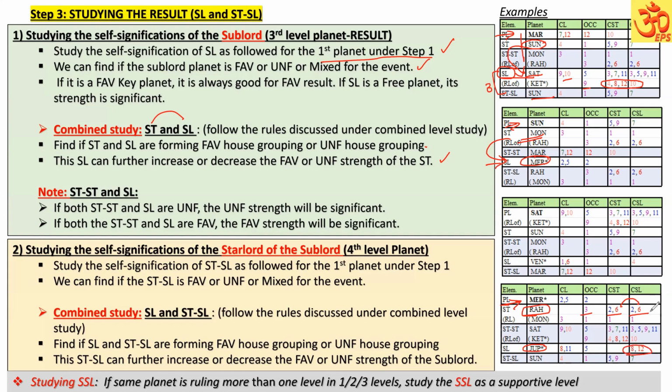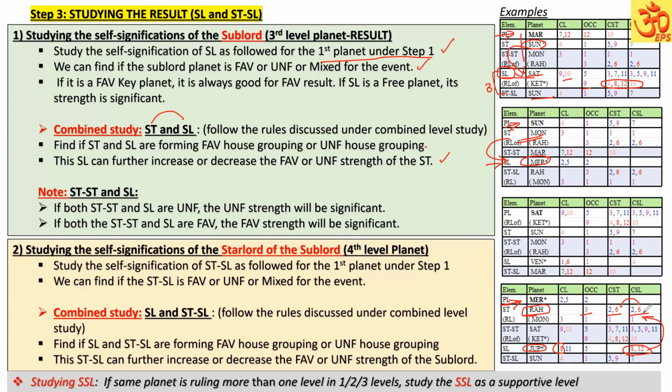This is also mixed. Now what happens? Favorable houses are getting some support through the Sub Lord, and the unfavorable 6 and 6 also, the 6th Sub Lord Rahu. Also, through the Sub Lord planet Jupiter, 8 and 8 and 12. So the unfavorable houses are also further supported, forming a good unfavorable house grouping.